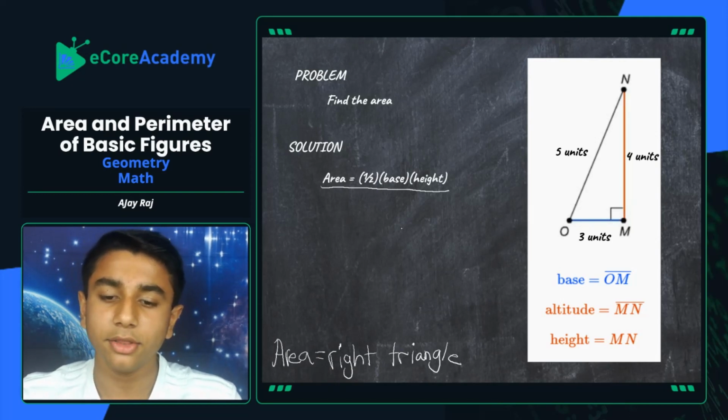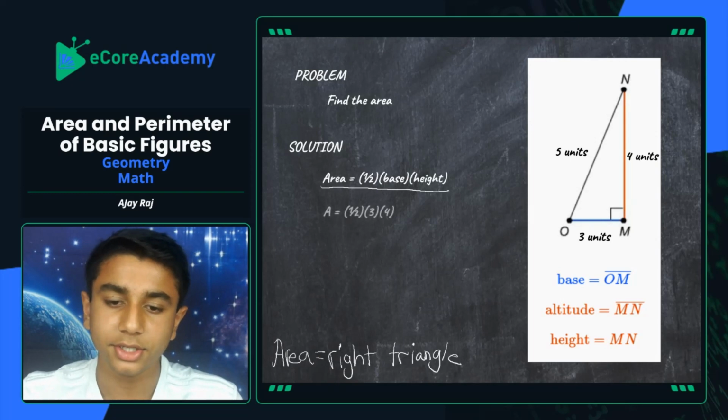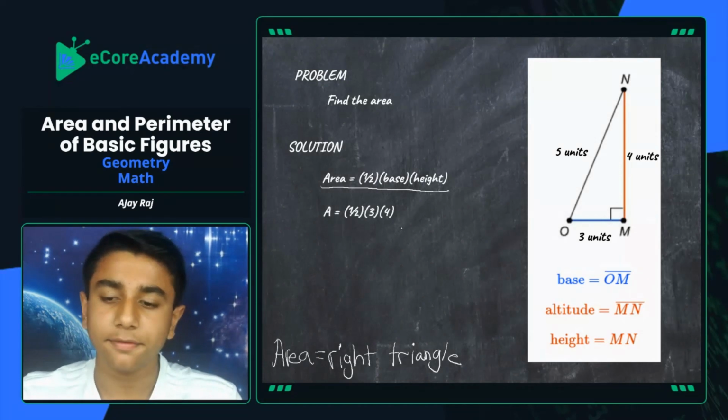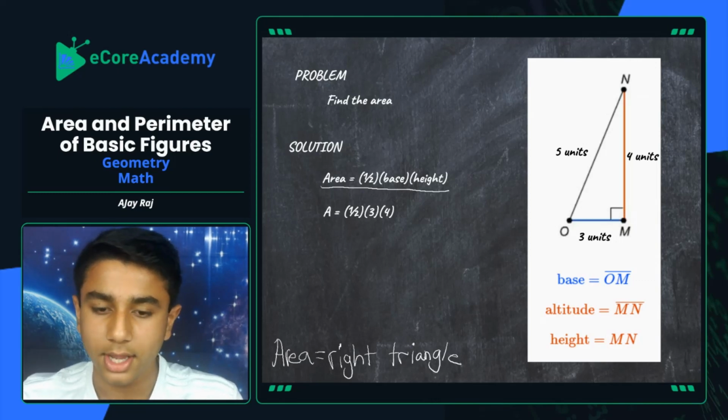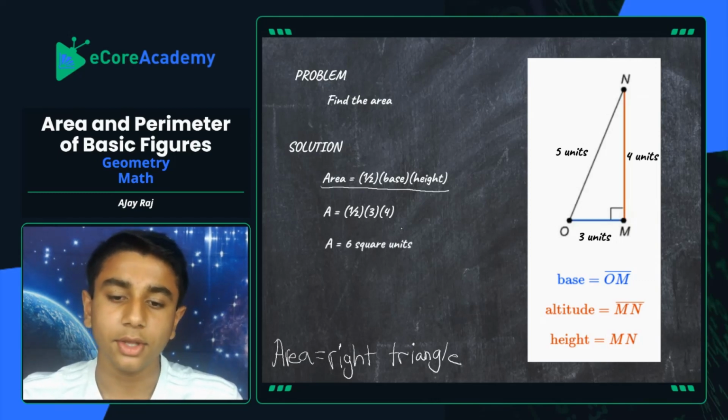So we're going to plug those values into our area equation, and we get 1/2 times 3, which is our base, times 4 is equivalent to the area of the triangle. And we get that the area of the triangle is 6 square units if you multiply this out, or if you plug it into a calculator.